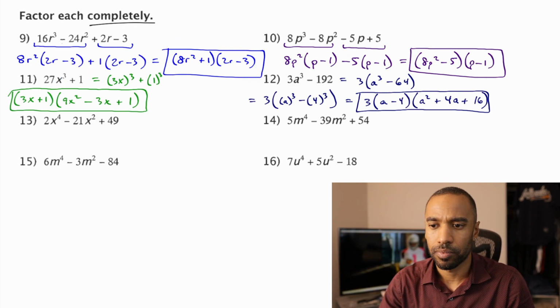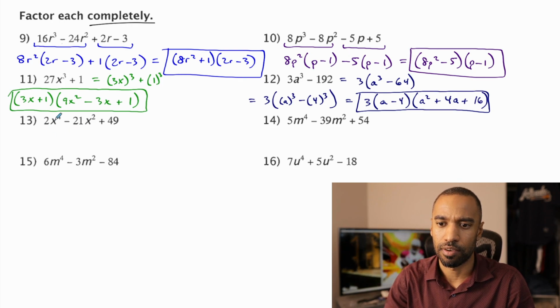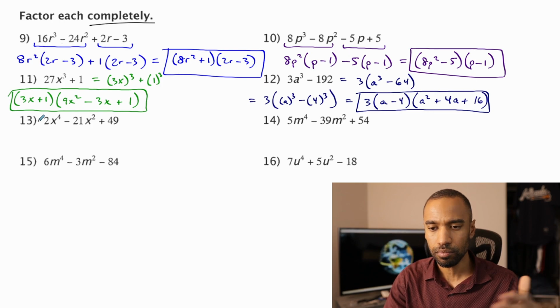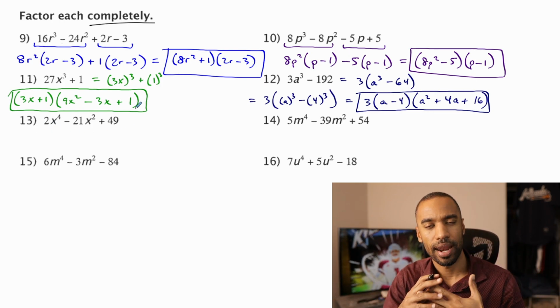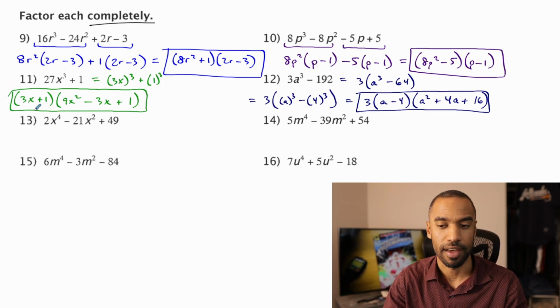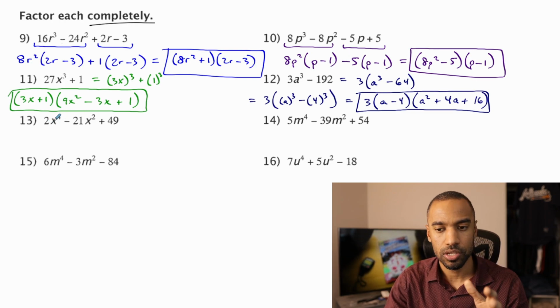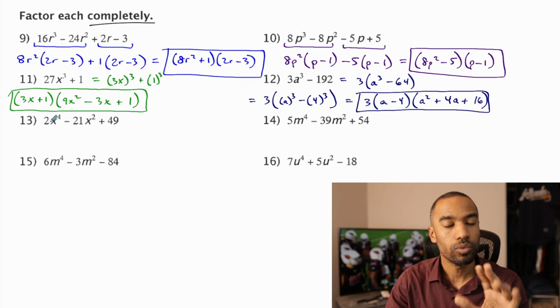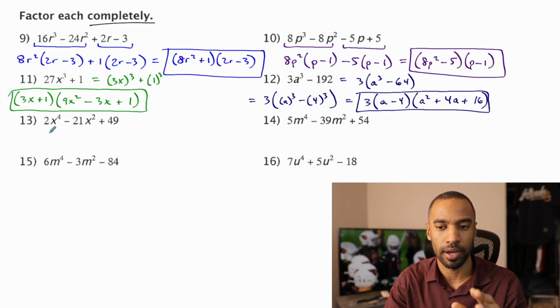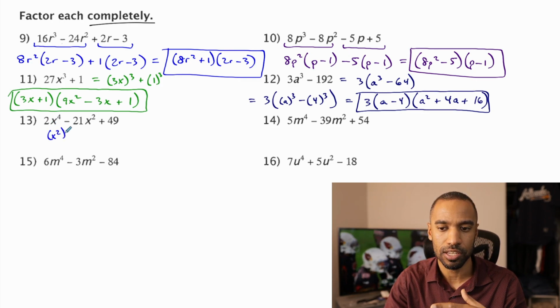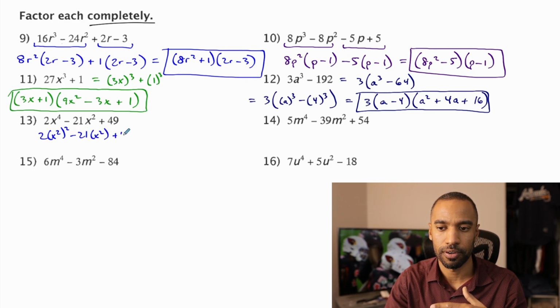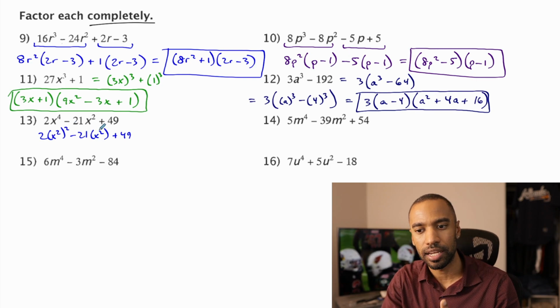Okay, let's keep moving forward here. We have number 13, 2x to the 4th minus 21x squared plus 49. First of all, no common factors here. Now this one takes on its quadratic form. Is it a quadratic itself? No. Well, sort of. It's a quartic, but something is being squared, right? x squared is being squared. x squared is being raised to the first power here. It's got that quadratic nature.